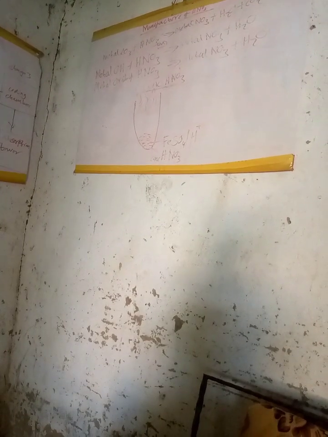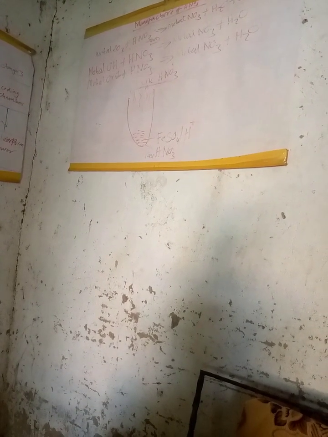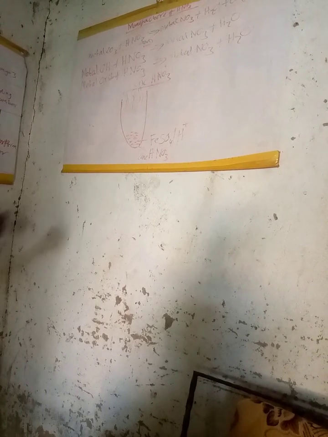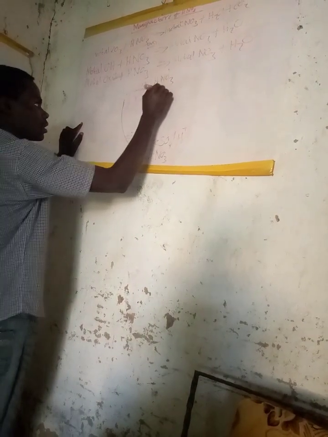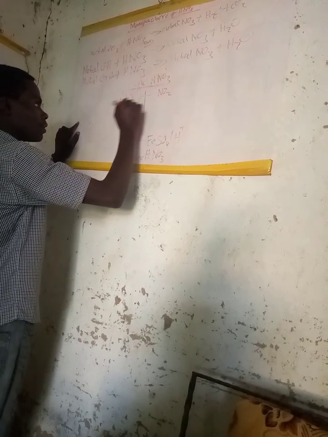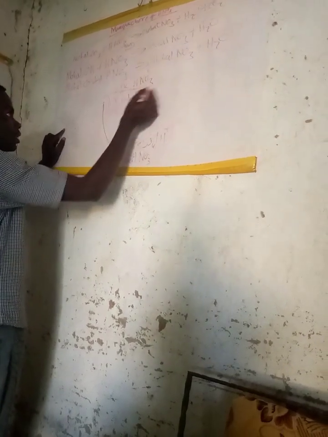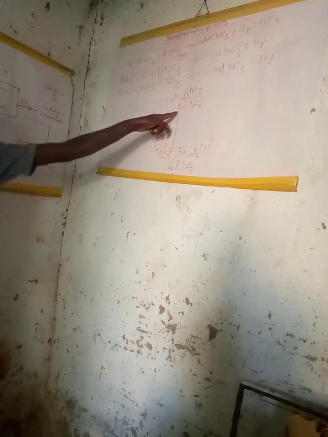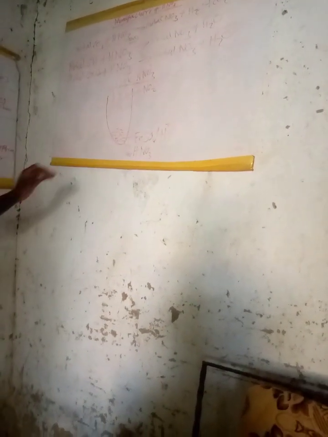Those are the red-brown fumes of nitrogen oxide. These are red-brown fumes of nitrogen oxide. This is just a simple diagram, but it can be asked in paper 1.